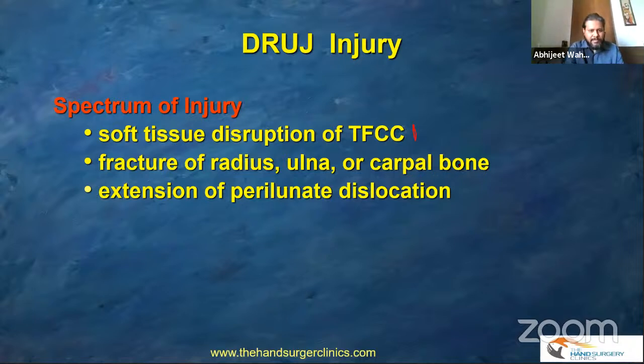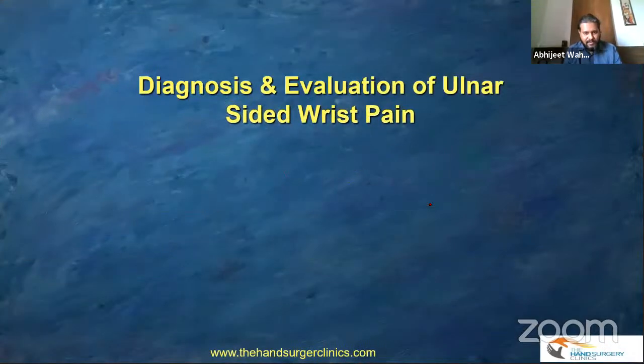What is of pertinent importance is that almost 50 to 60% of distal radius fractures will be associated with some kind of a ligament injury. So this is something very important for us to understand and identify and remember. An extension of perilunate fracture dislocations also is an important cause of injury of the distal radioulnar joint and resulting in pain on the ulnar side of the wrist joint.